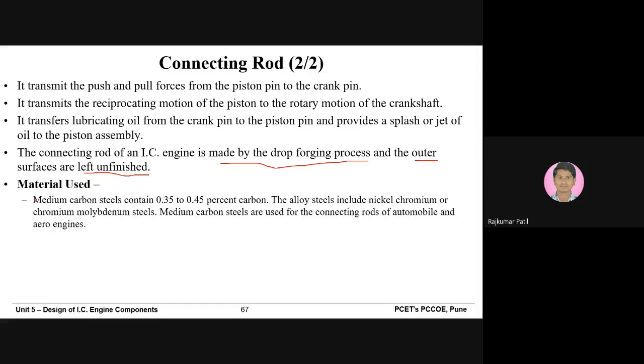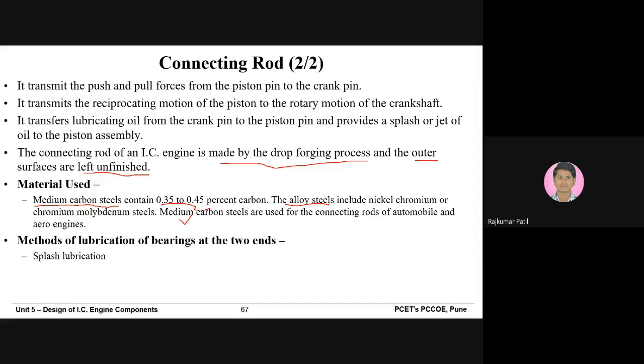Medium carbon steel is widely used for manufacturing the connecting rod, and generally it contains 0.35 to 0.45% carbon. Alloy steels are also used, and they include nickel chromium or chromium molybdenum steels. Medium carbon steels are used for connecting rods of automobile and aero engines. So medium carbon steel is widely used and in some applications alloy steels are also used.